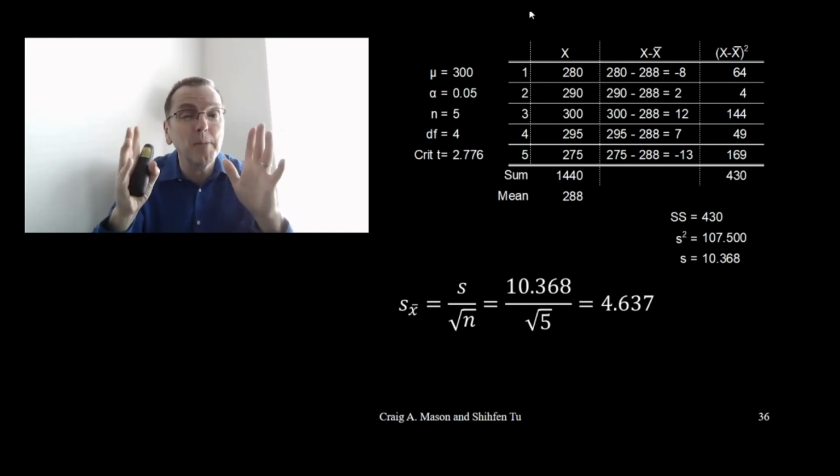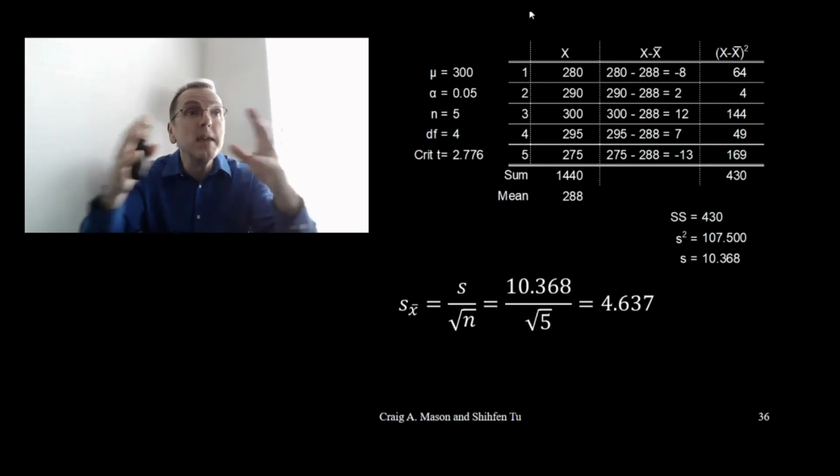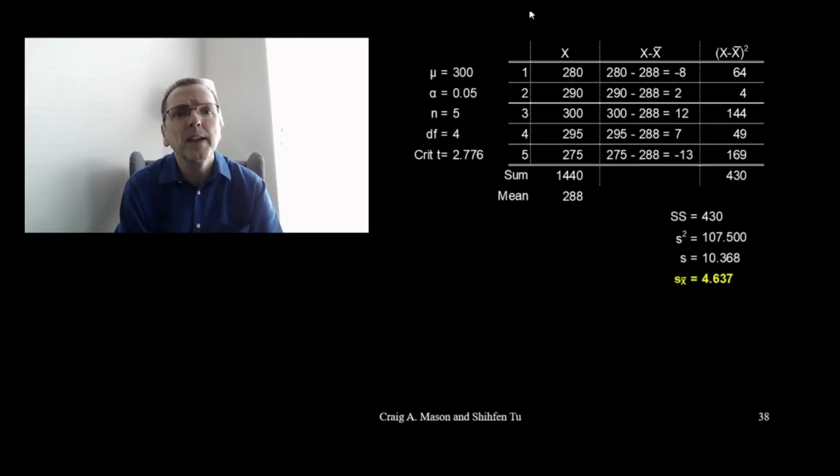That's how spread out we would expect to see different samples of 5 students, different means from samples of 5 students. Let me repeat that. That's how spread out we would expect to see the means of an infinite number of samples of 5 students for each of those samples, right? So that's the standard error of the mean. We're now ready to calculate our t-score based on that.